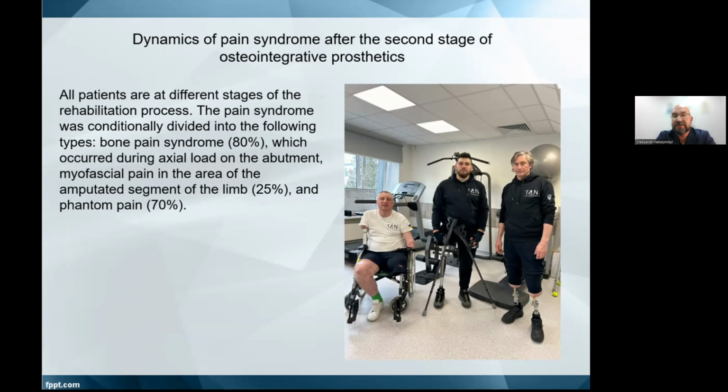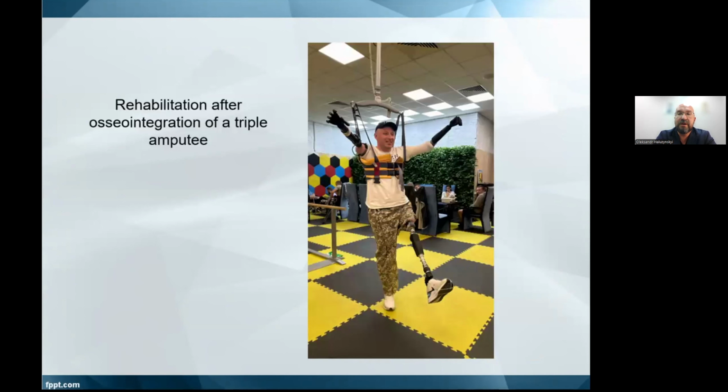And you can see an interesting photo. It's patients from our rehabilitation center with different types of osseointegration implants. Left side, OPRA system, middle OTN system, and right side, OPL. In the photo, you see a unique case, rehabilitation of a triple amputee with a triple osseointegration at the level of the hip, shoulder, and forearm.